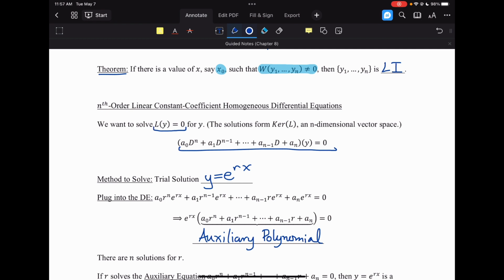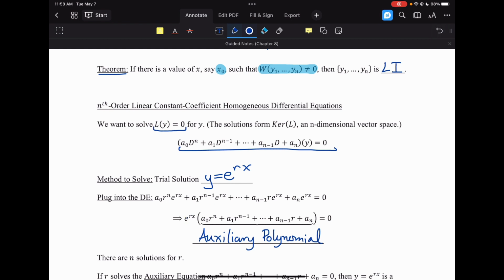This is the auxiliary polynomial. And when it comes to finding solutions to this equation here, notice e to the rx will never be equal to 0 because it's an exponential function. There's no value of r or x that will make this 0.